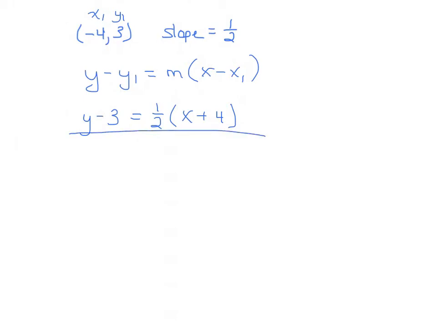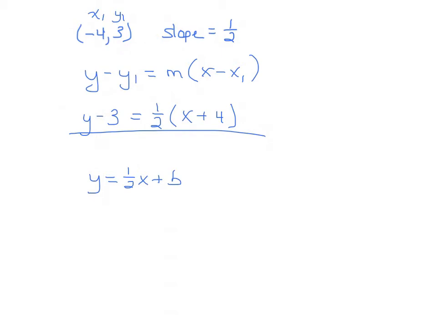The other way, if you don't like point-slope form, is to first fill in slope-intercept form with the slope. Y equals 1/2 x, and then put in b for the y-intercept. We don't know that yet. And the whole idea of a point being on a line is that if negative 4, 3 is going to be on this line, we should be able to plug those numbers in for x and y and get a true equation.